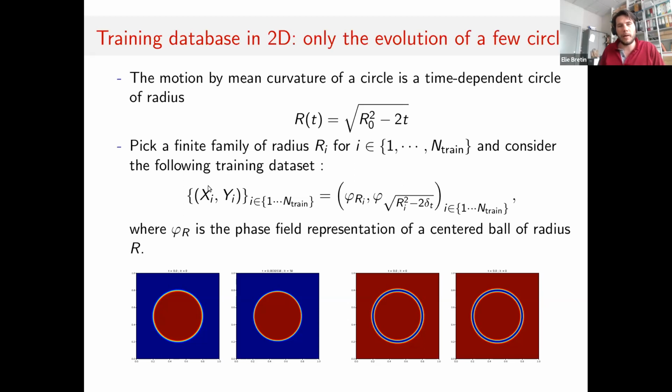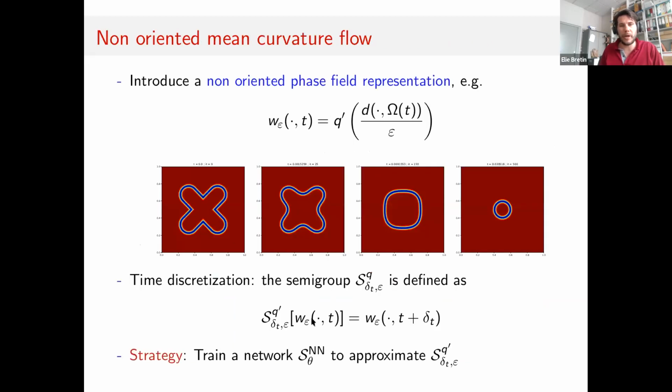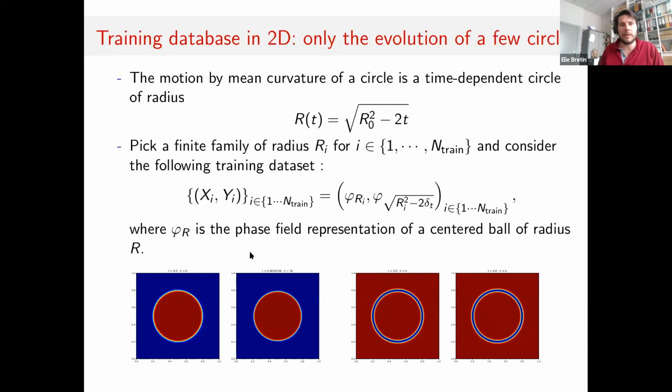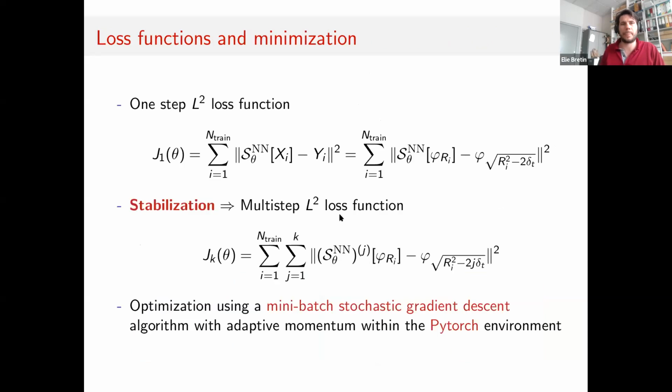And so, where phi here is Q or Q prime, following the problem of oriented mean curvature flow and non-oriented mean curvature flow. And so we see here that, in fact, the semigroup SQ prime, for instance, if I apply SQ prime to xi, I obtain yi with this definition.